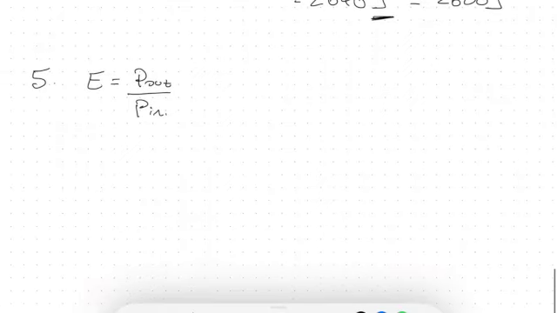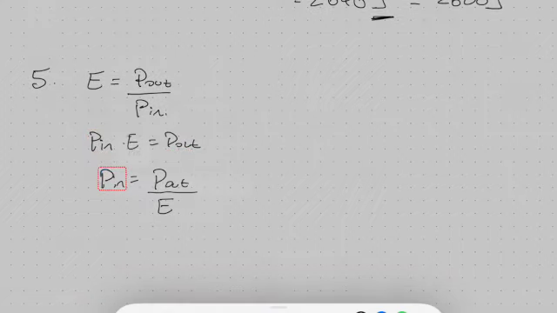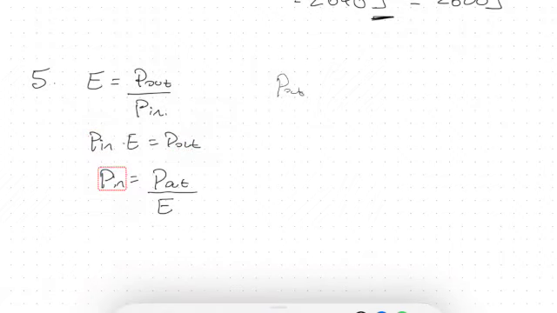So we are trying to calculate power in of the crane. So we get this formula: power in equals power out divided by the efficiency. So the power out is what's happening to the crane.